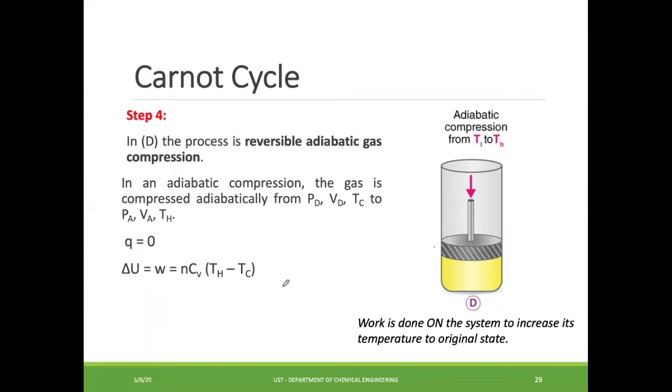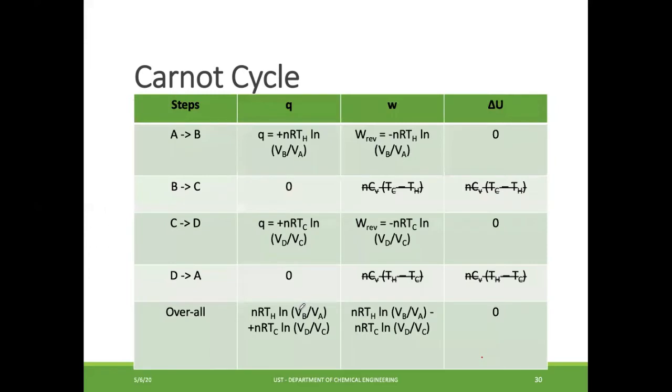So the last step, which brings back our system to its original state, is a reversible adiabatic gas compression. All of the work done on the system here is done to increase its temperature to the original state. So in an adiabatic compression, gas is compressed adiabatically from TC. It increases the temperature to TH as it goes back to the original state. So keep in mind, Q is equal to 0, delta U, or internal energy, is equal to work, equal to nCv (TH minus TC).